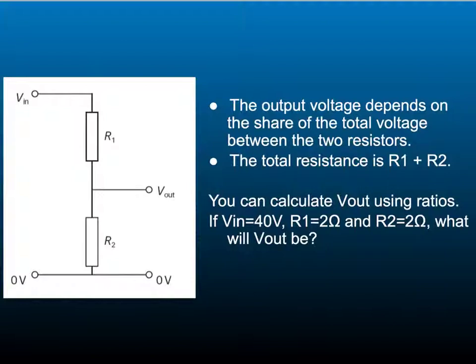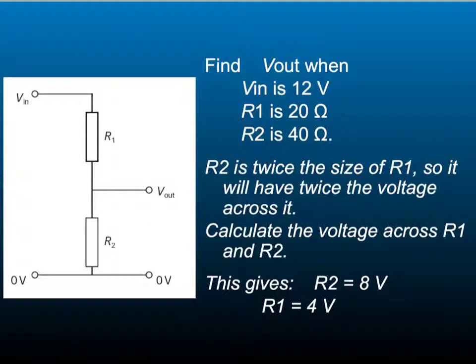If V in is 40 volts, R1 is 20 ohms and R2 is 20 ohms, what will V out be? So here we have that both resistors are equal. And if both resistors are equal, then the voltage will split equally between them. So this will give us 20 volts and 20 volts over each resistor.